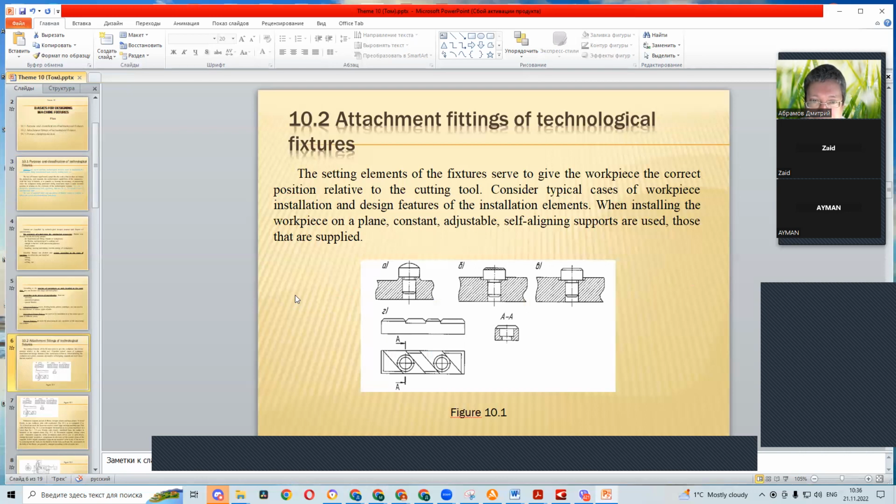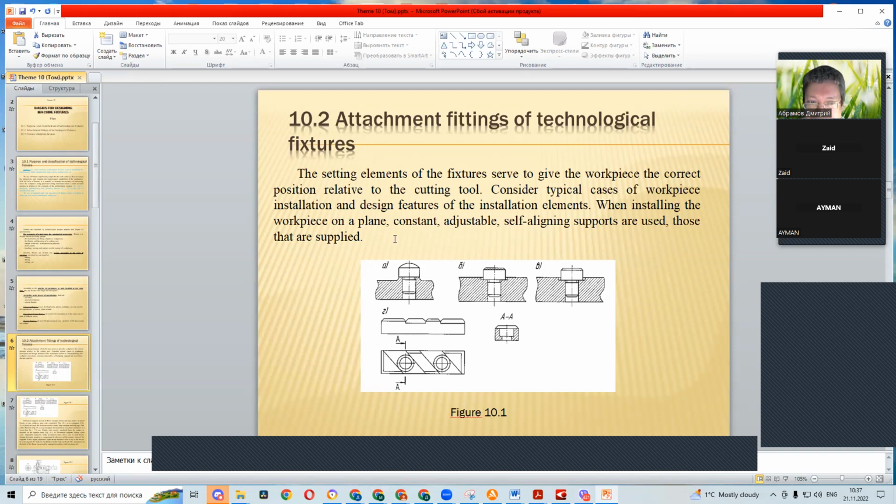The setting elements of the fixtures, you can see in figure 10.1. Numbers 1, 2, 3, and others. The setting elements of the fixtures serve to give the workpiece the correct position relative to the cutting tool. Consider typical cases of workpiece installation and design features of the installation elements.